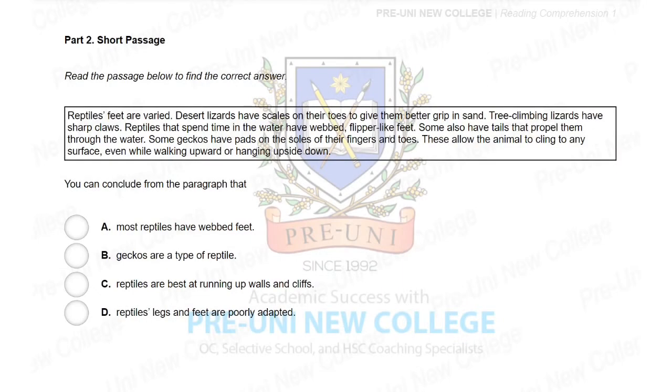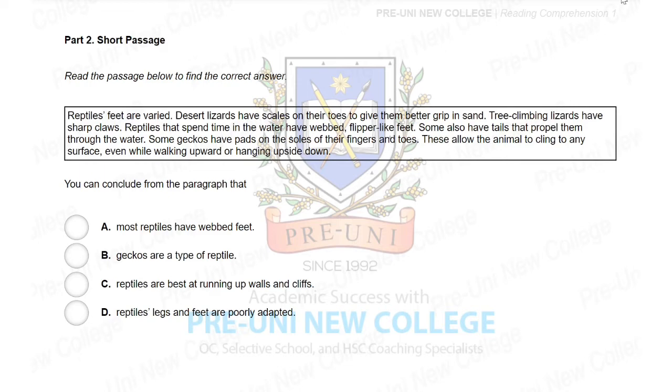Okay, so here's our sample question for short passages, and we can see that this passage says, reptiles' feet are varied. Desert lizards have scales on their toes to give them better grip in sand. Tree-climbing lizards have sharp claws. Reptiles that spend time in water have webbed, flipper-like feet. Some also have tails that propel them through the water. Some geckos have pads on the soles of their fingers and toes. These allow the animal to cling to any surface even while walking upward or hanging upside down.